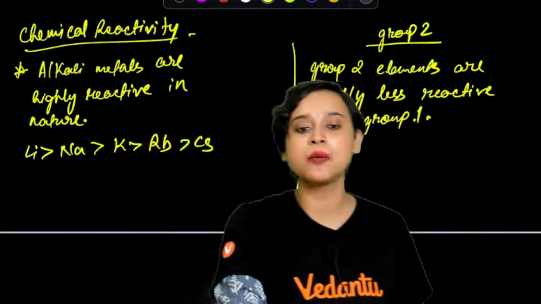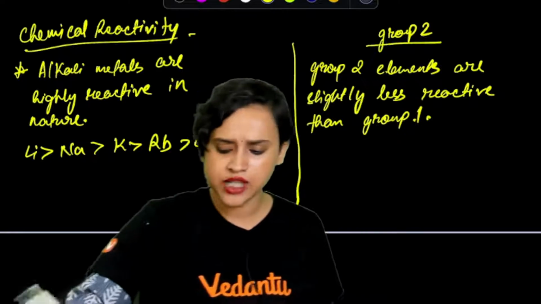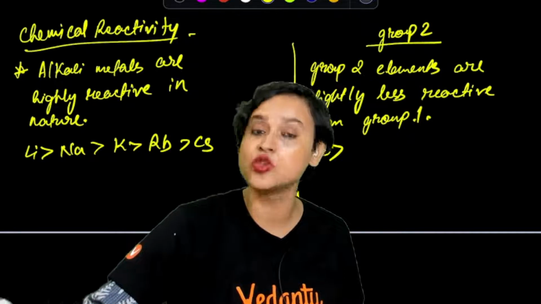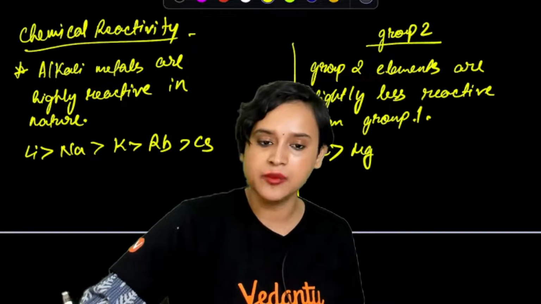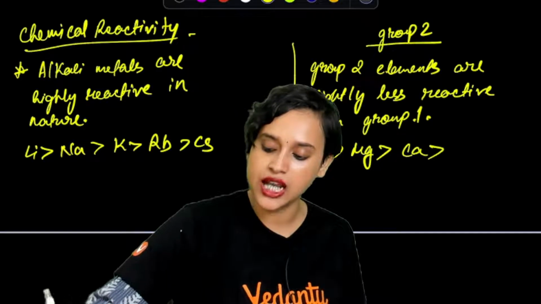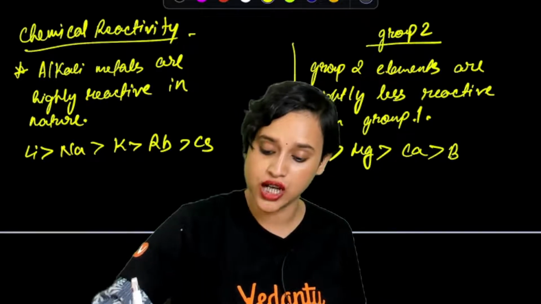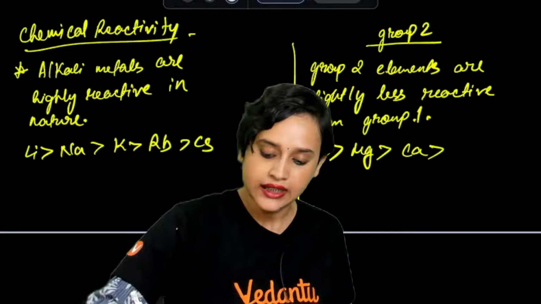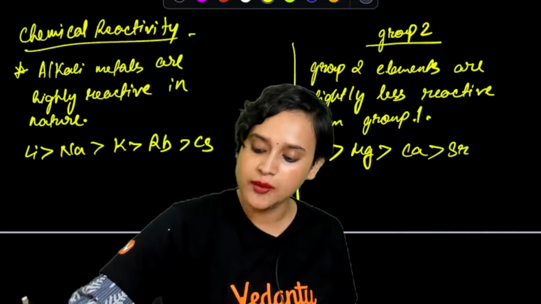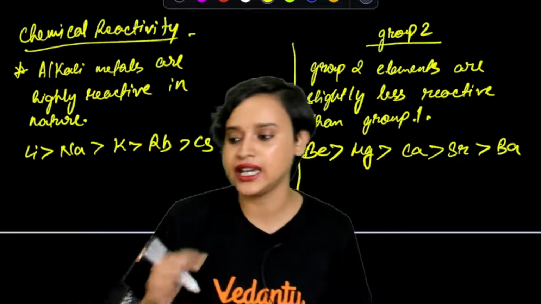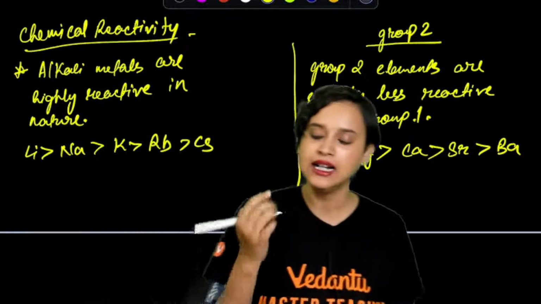So here what is the trend? Same. Just write that down here also. Beryllium will be most reactive obviously. Then it will be magnesium. Then calcium. Then strontium. And then finally you will have barium. Yes, this is the trend.